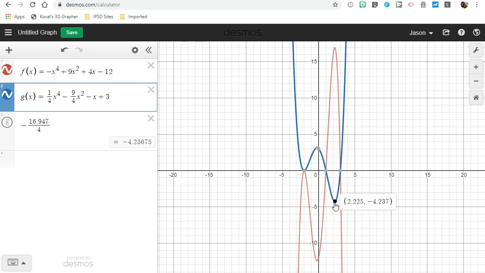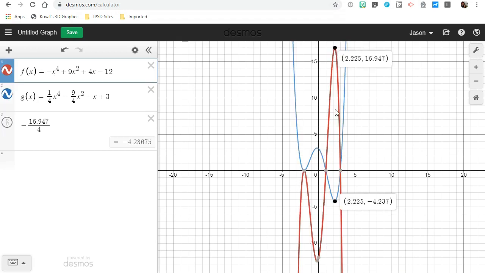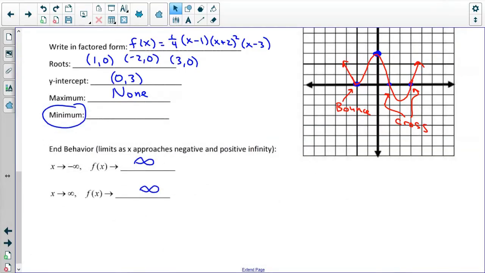And so notice that the maximum of the red graph and the minimum of the blue graph are at the same x values, and then the y values are just multiples of 4, basically, of each other. And so I can finish the problem by writing the minimum of this at 2.225, -4.237.